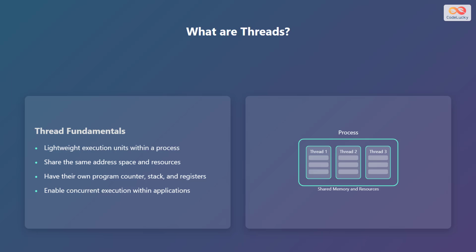So, what exactly are threads? Threads are lightweight execution units within a process. They share the same address space and resources. Each thread has its own program counter, stack, and registers. Threads enable concurrent execution within applications.